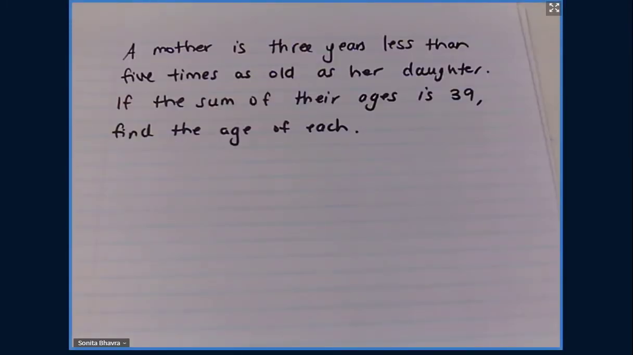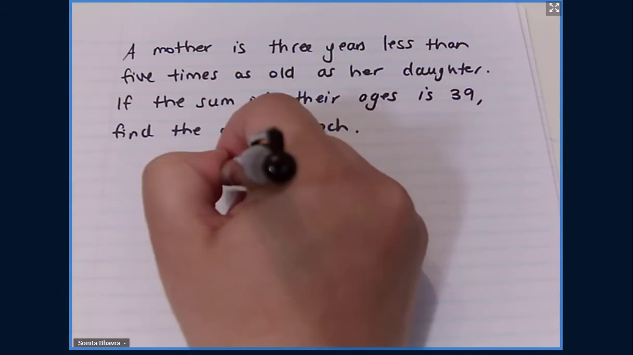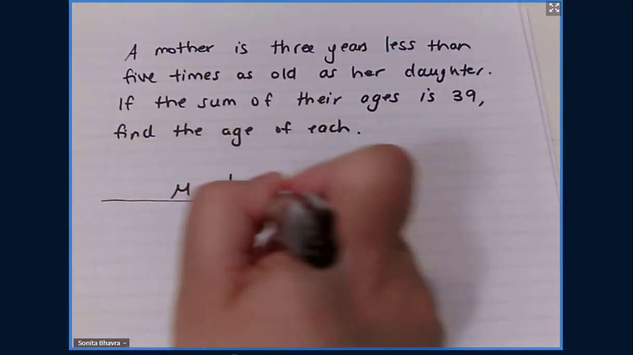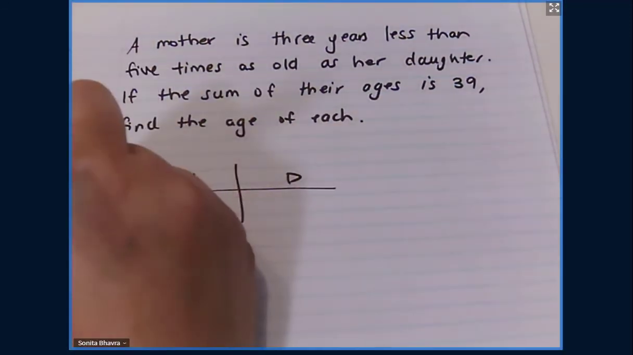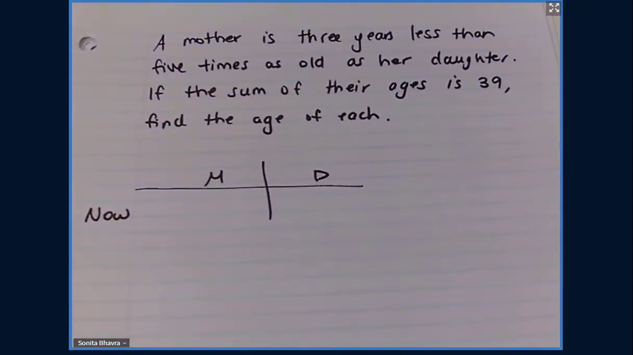All right, so our last example here, a mother is 3 years less than 5 times as old as her daughter. If the sum of their ages is 39, find the age of each. So we have the mother and we have the daughter, and we're just looking at now. It's nothing to do with the past or the future. So we're just looking at now.